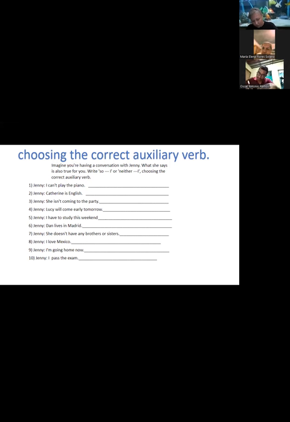Neither can I. Exactly. So let me, neither can I, or I can't either. Yes, like this. Look at the chat. We will be updating the answers. Okay, excellent. Number two, Catherine is English. So am I, or I am too. Oh, I am too, pardon. Okay, good. It's okay. So am I, or I am too. Excellent. So we have number two.